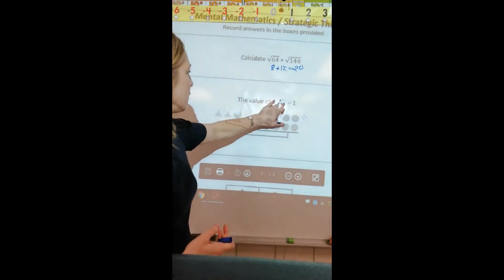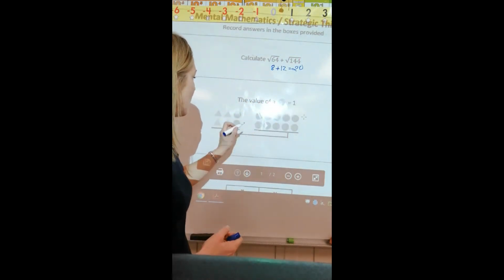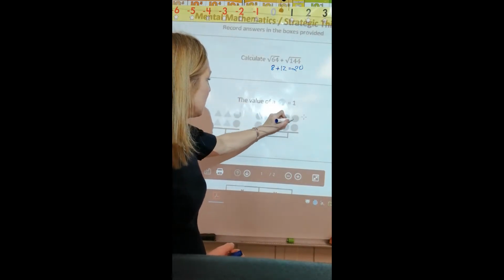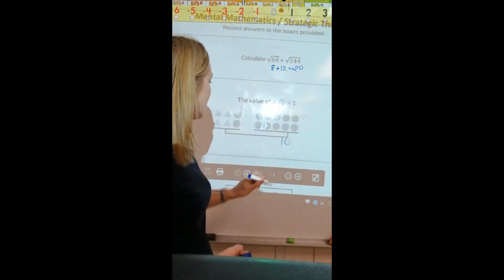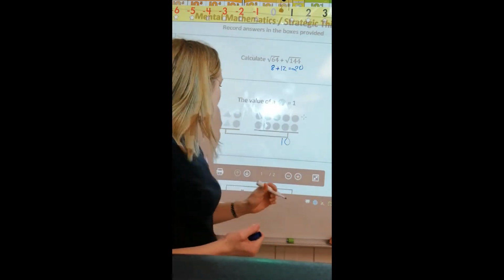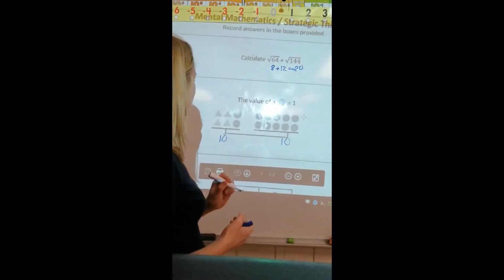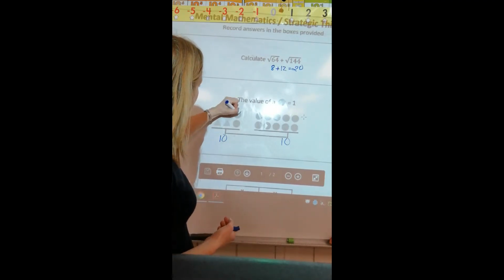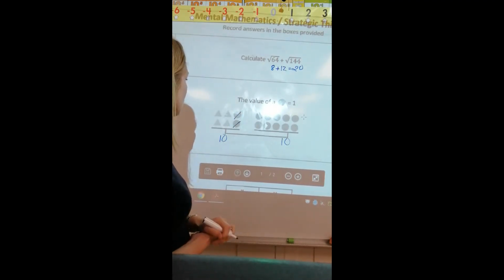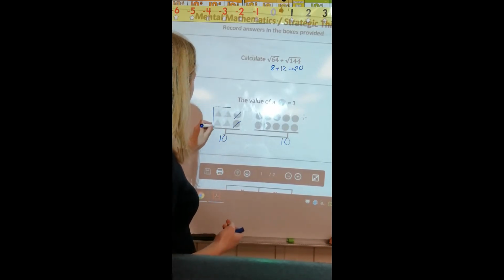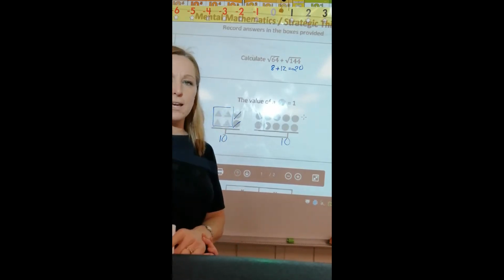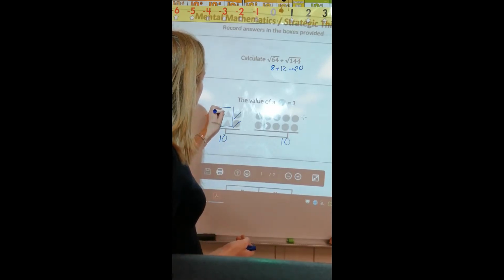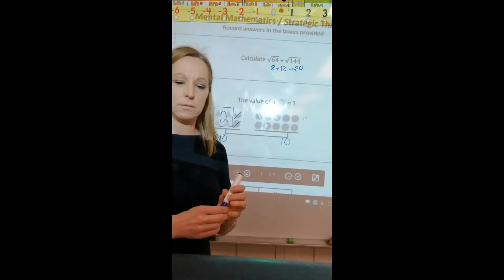Moving on to the second one here. All right, I know that the value of each of these is 1. So I'm just going to add them up. 1, 2, 3, 4, 5, 6, 7, 8, 9, 10. So this side is 10. Because it's balanced, I know that this side is also 10. Well, within that 10, I can eliminate these two, which are each worth 1, which means that everything that's left has a value of 8. So the answer here is 2.